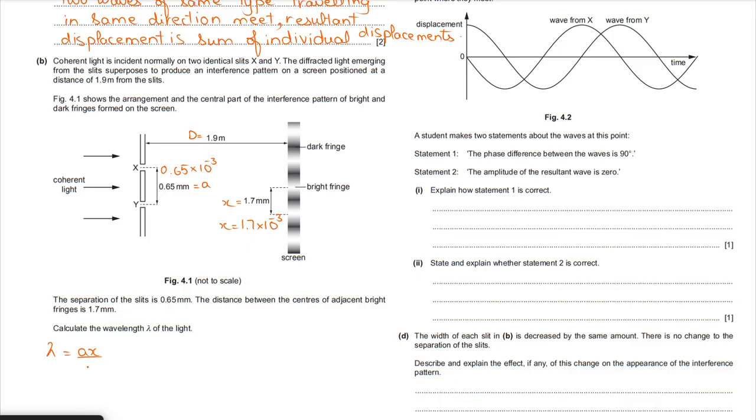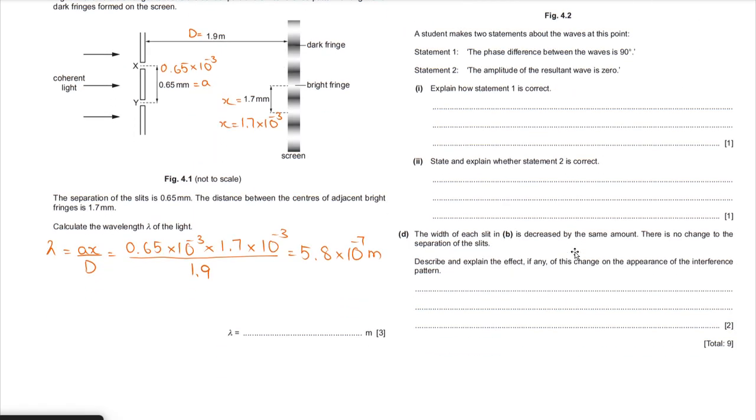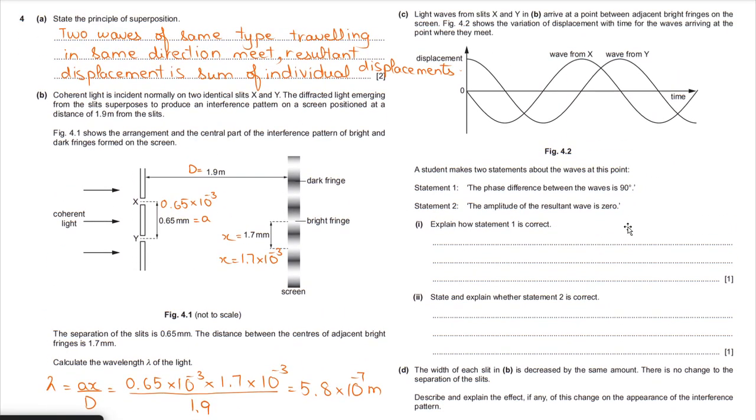Use the formula lambda equals ax over d. a is 0.65 times 10 to the power -3, x is 1.7 times 10 to the power -3, whole divided by 1.9. Just put the whole expression on the calculator and we get 5.8 times 10 to the power -7 meters. Okay, so this 3 mark part was simple, the same as what we did in the previous question. Now light waves from X and Y in part B arrive at a point between adjacent bright fringes on the screen.